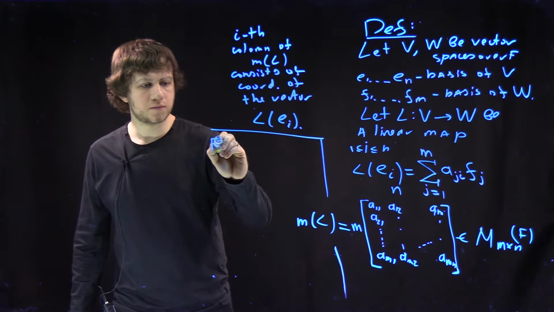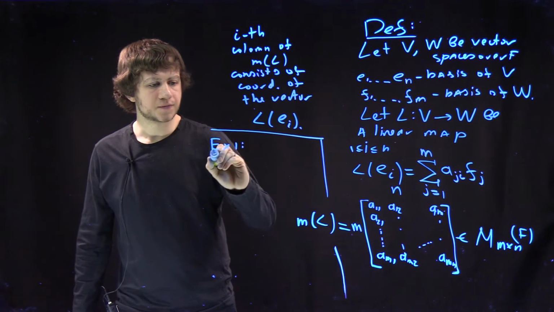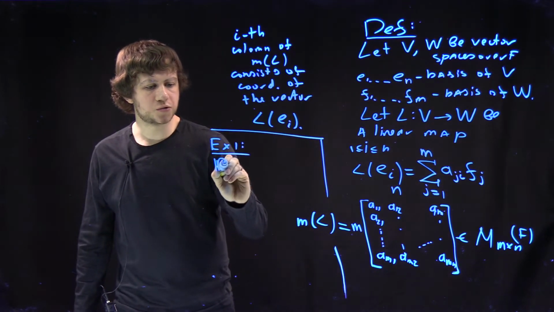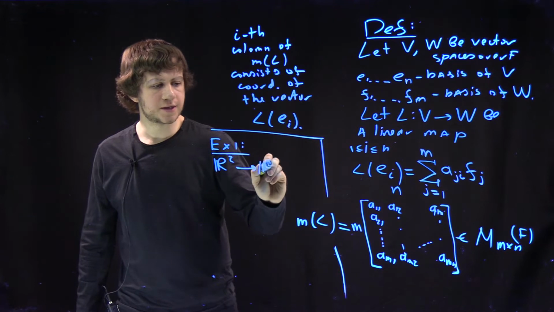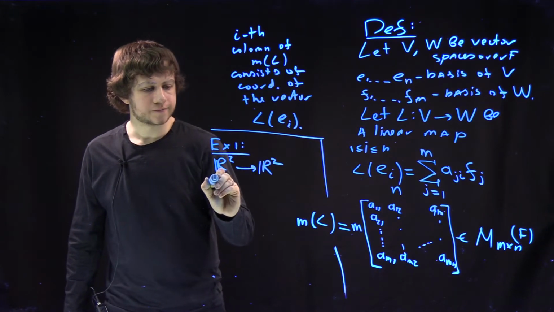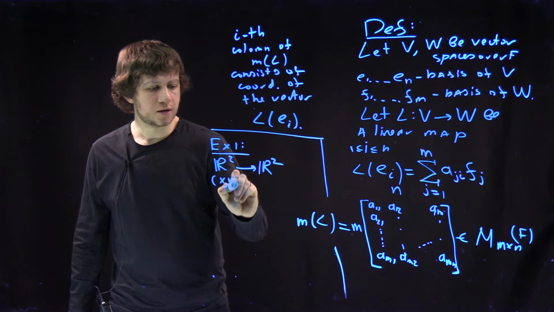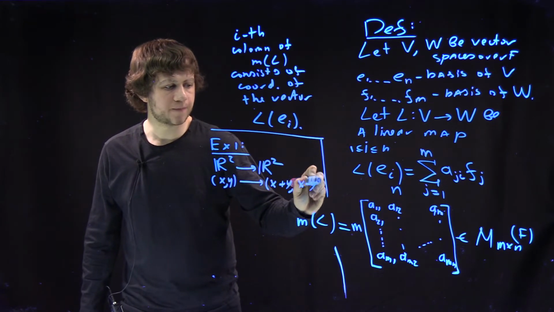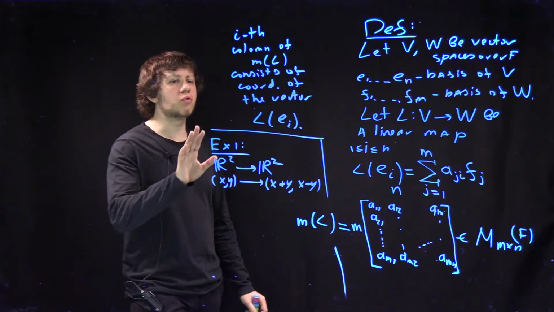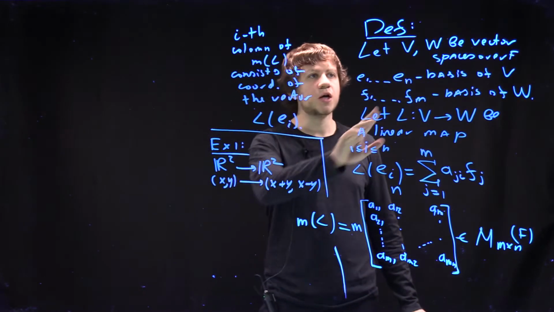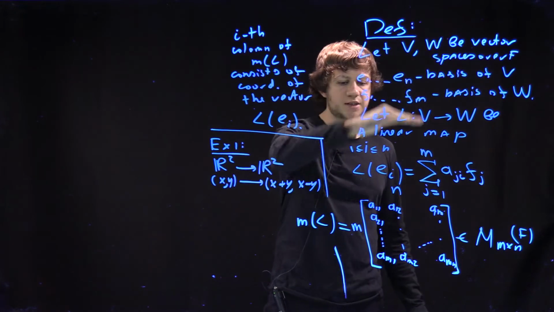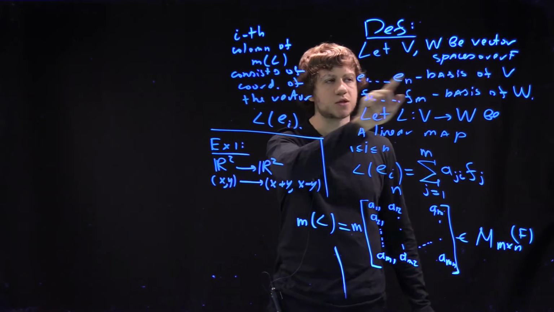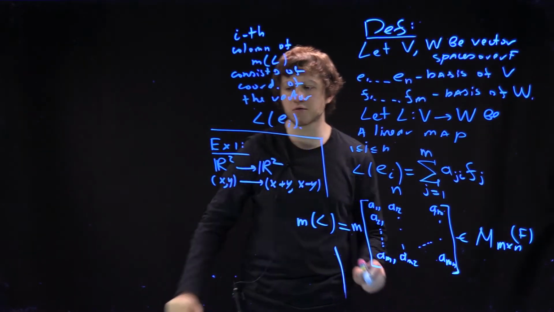So maybe a first example, for instance, let's take a map from R2 to R2, sending (x, y) to (x plus y, x minus y). So this is a linear map. To write down its matrix, you need to choose a basis of one space and of the other. Otherwise, this machinery doesn't work.